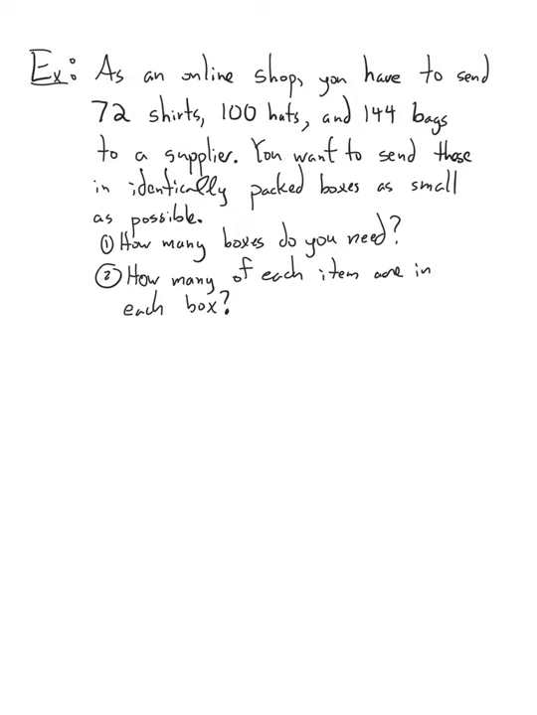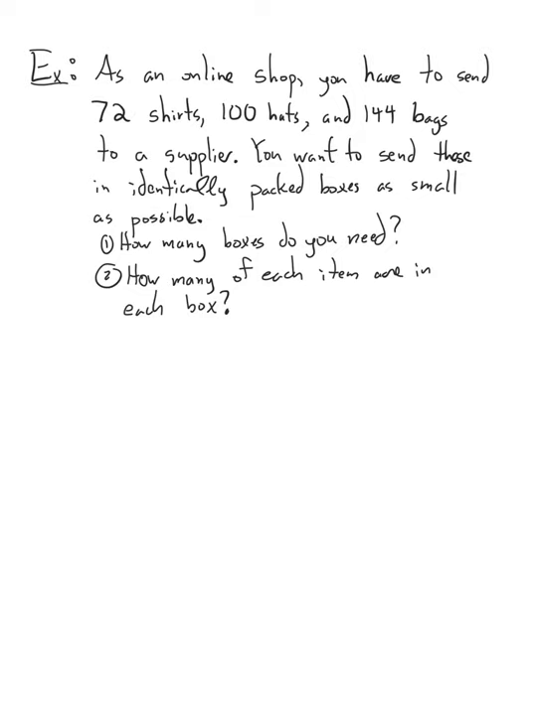the key is that each box must have the exact same things in them. So we can't put like one shirt in a box and send it, because that'll be different than putting one hat in a box. So each box needs to have the exact same things in it. So we're asked to figure out, well, how many boxes do we need and what is in each box? Remember, each box has the exact same thing in it.